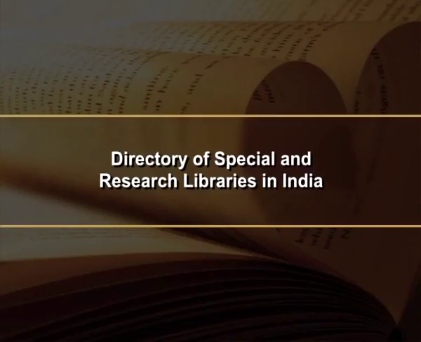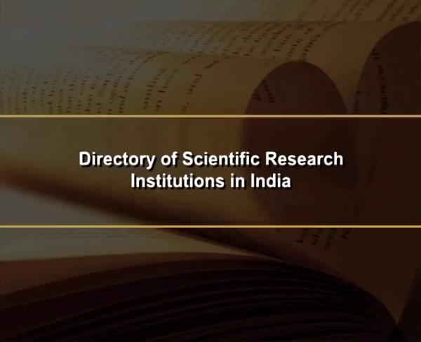Directory of Special and Research Libraries in India. It is compiled by Indian Association of Special Libraries and Information Centres, Calcutta in 1985. It gives all the details about special and research libraries in India and it covers 173 libraries.